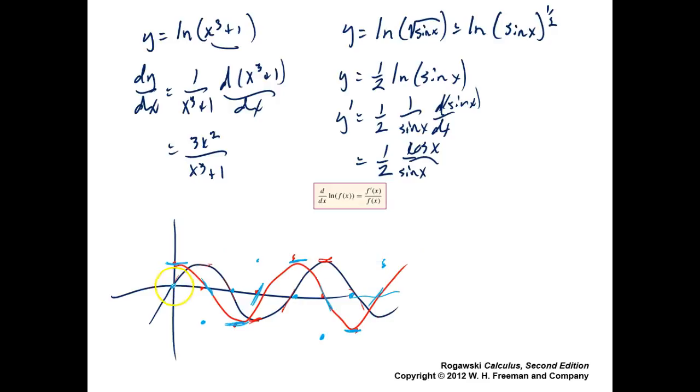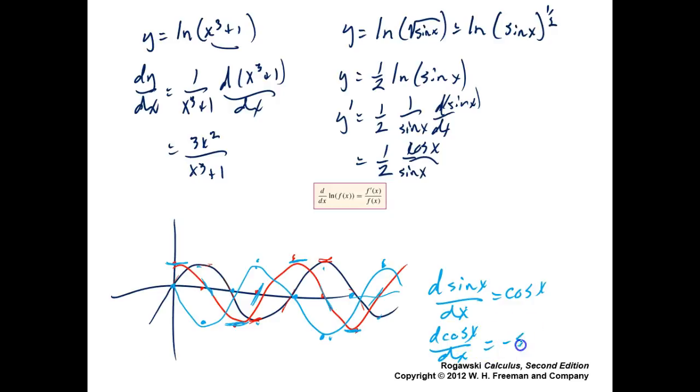What do we have here? That's the minus sine function. See, this flips over there, this flips over there, this flips over there, this flips over there. It's minus sine. So derivative of sine is cosine, and derivative of cosine is equal to minus sine. Okay.